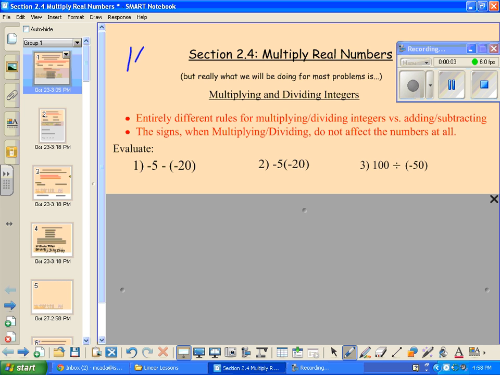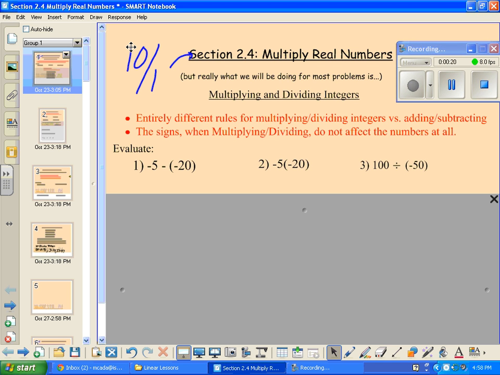Today is October 1st, and we're covering section 2.4, which is multiply real numbers. We're actually going to multiply and divide real numbers today, and mainly, like it says right underneath there too, we're really just going to concentrate on multiplying and dividing integers.